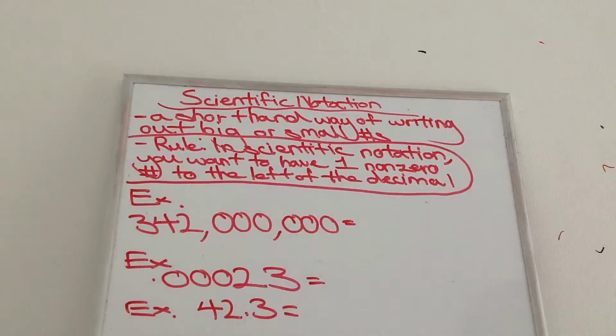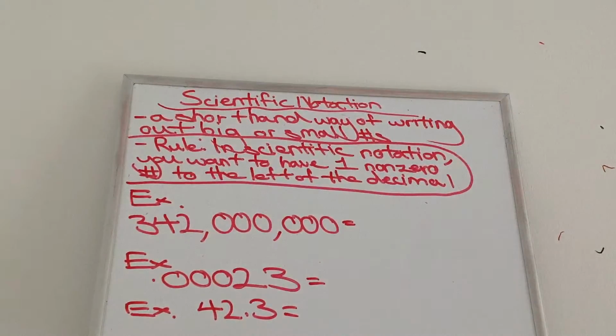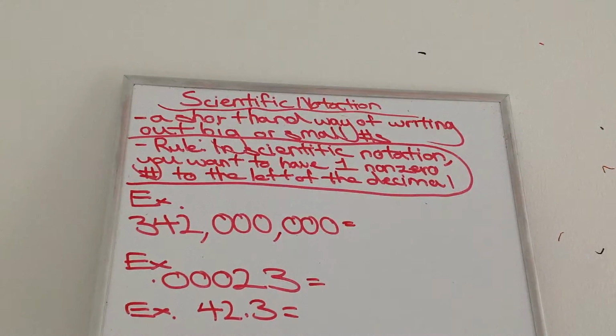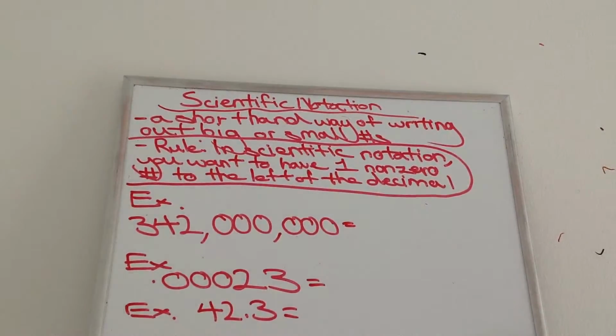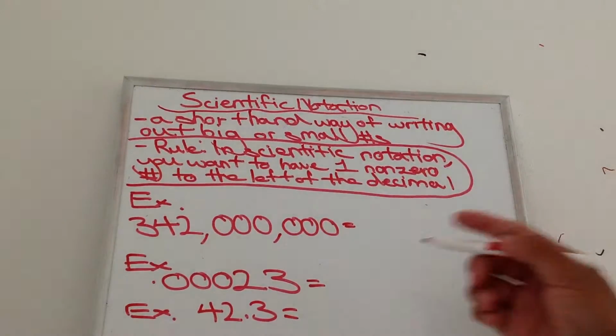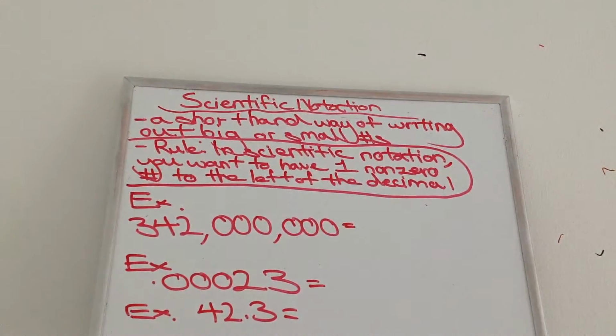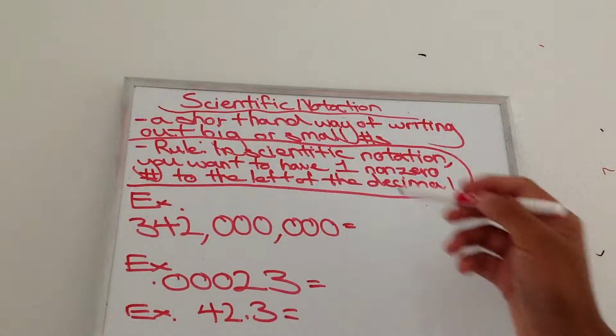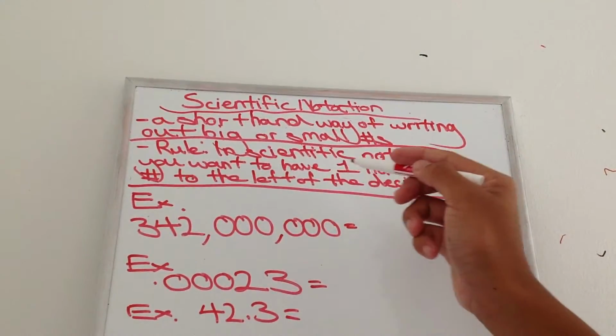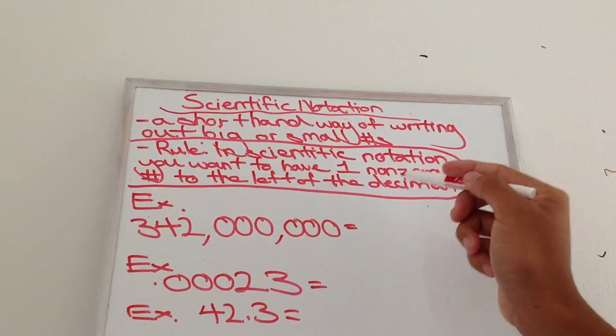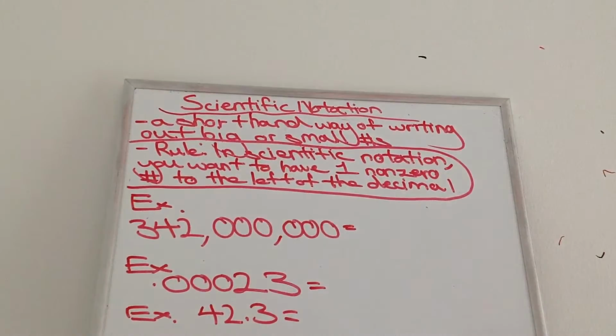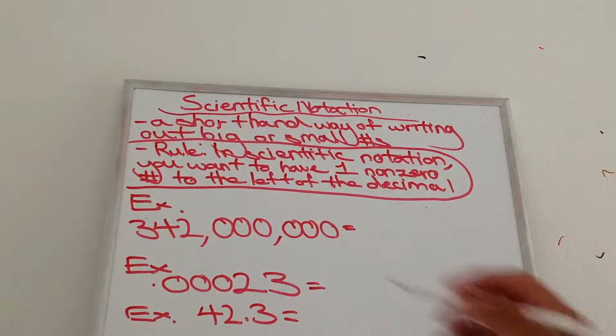So let's look at this: 342 million. It's a really big number. Do you want to write all that out? No, you don't. So in scientific notation, you're trying to move the decimal place to a new place. The rule says you're trying to move the decimal place so it has only one non-zero number to the left of the decimal.